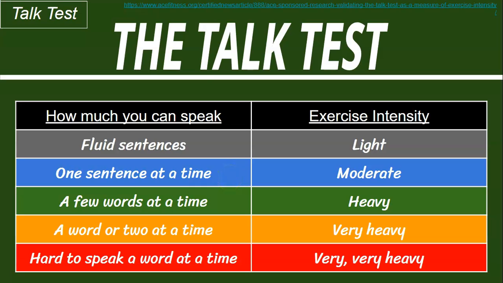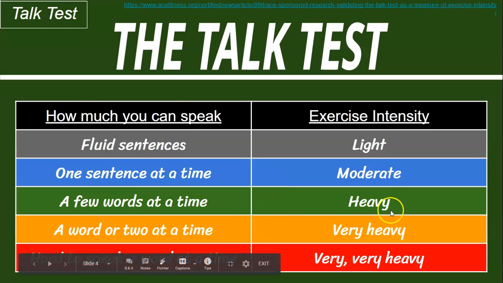Near the moderate zone, you are going to be speaking one or two sentences at a time. Heavy zone, which is going to be your green zone, you'll be able to get a few words out to maybe a sentence at a time, but again, not have a full-on conversation. Orange zone is going to be a word or two at a time. And finally, when you're in that red zone, you are going to have a really hard time speaking and be able to answer with one-word responses.